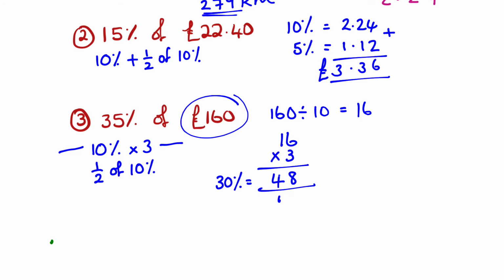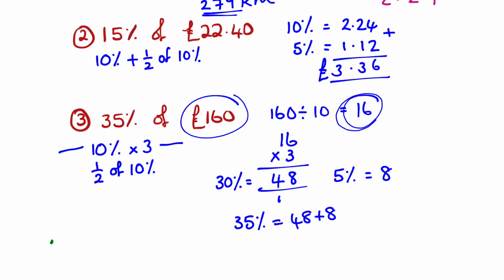Okay, now we need a half of 10%. So remember, 10% is the 16. So we need a half of 16, which is 8. I'm not going to put the add there because that doesn't make sense. So we're going to say that our 5% is 8. So 35% is 48 plus 8, because it's 30% and 5%, which gives us 56. And we must remember our pound sign because we started off with an amount of pounds.